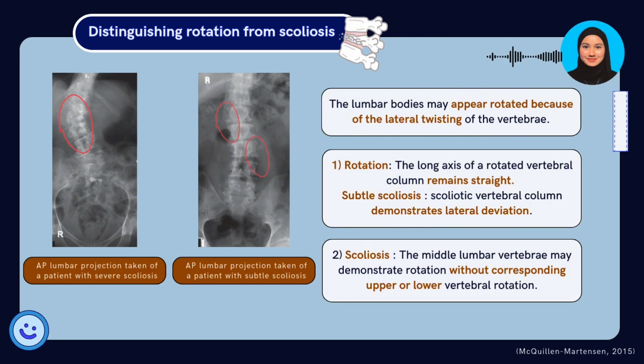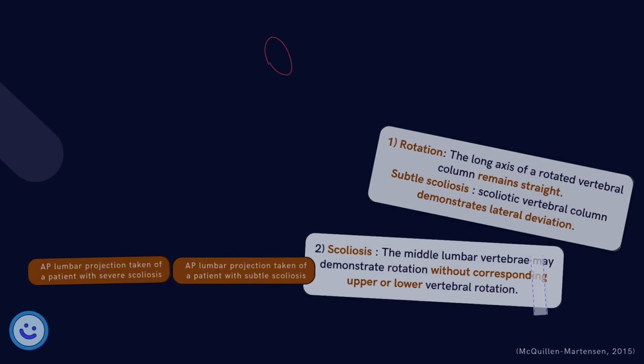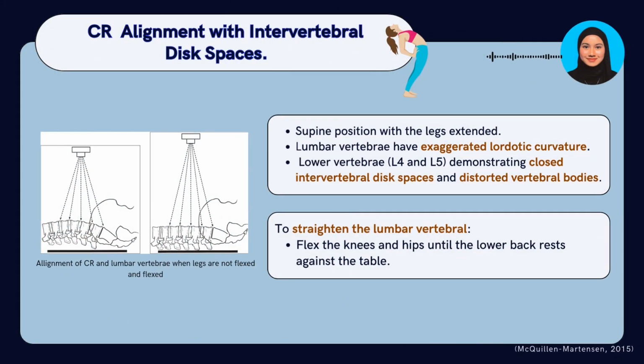However, in scoliosis, the middle lumbar vertebrae may demonstrate rotation without corresponding upper or lower vertebral rotation. By analyzing these characteristics, we can more accurately distinguish between patient rotation and scoliosis on a radiograph. Now, let's discuss the importance of CR alignment with the intervertebral disc spaces in an AP lumbar spine projection.